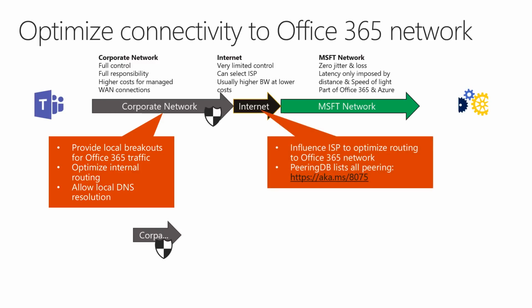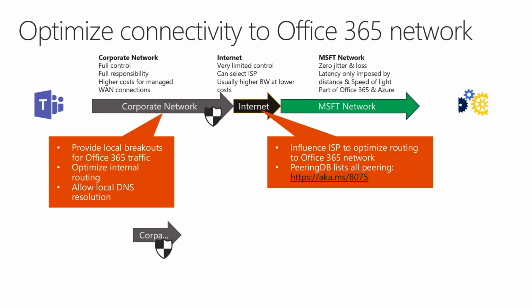For the internet, while you can't control the internet or control your ISP, you still have some influence. You can talk to your ISP to optimize the routing. So first you can investigate how quickly they are routing traffic to the Microsoft network. And if this routing is not optimal, you can ask them to improve that. In general, they should have an interest in getting the traffic as quickly as possible off their own network to the Microsoft network, so that you don't use their resources, but the Microsoft resources are used.